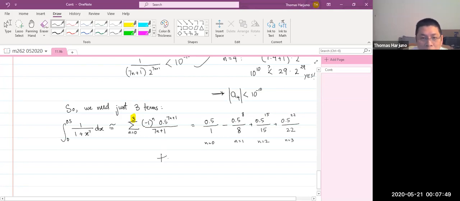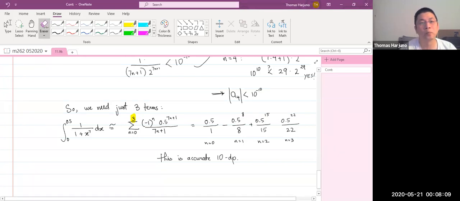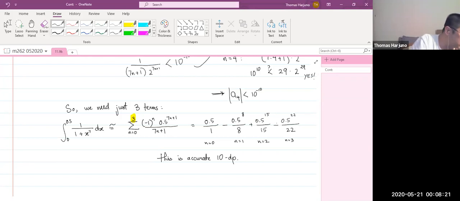This is accurate to 10 decimal places. And from here, you can use your calculator. Will that last one be minus? Yes, you're right. It should be minus, because it's alternating now. If you take a look, I basically go over the examples in our textbook.